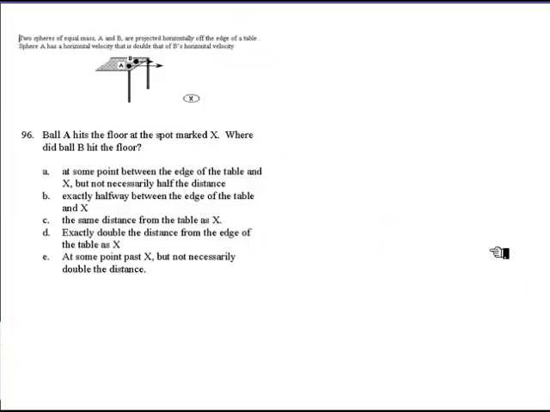Okay, so two spheres of equal mass, not that that matters, are projected horizontally off the edge of the table. This is number 96. Sphere A has twice the horizontal velocity of sphere B. It's saying that sphere A hit the floor right here, and the question is, where does sphere B hit? The first thing you have to recognize, the hidden part of this, is that it would actually be easier to answer 97 first.